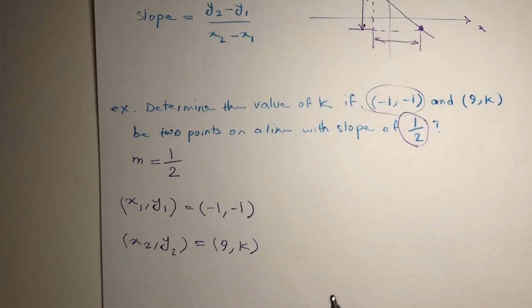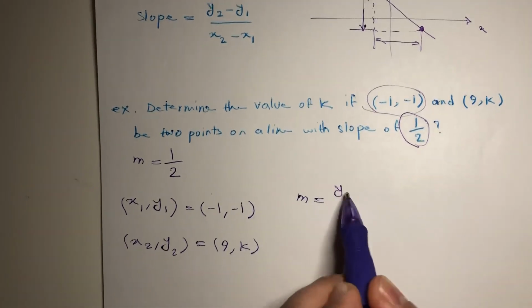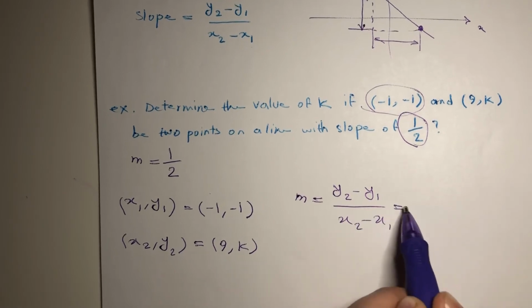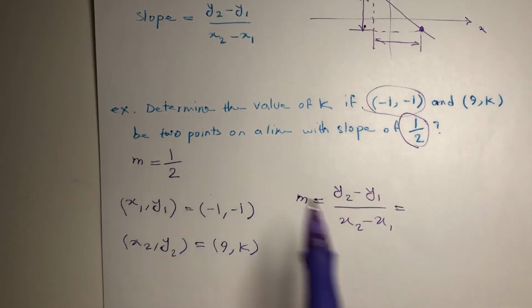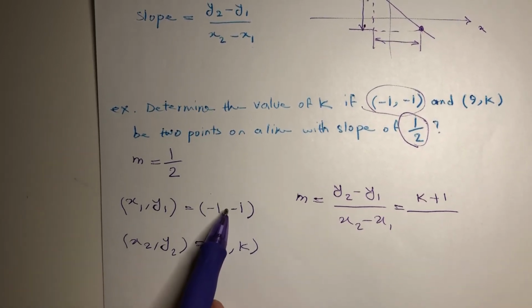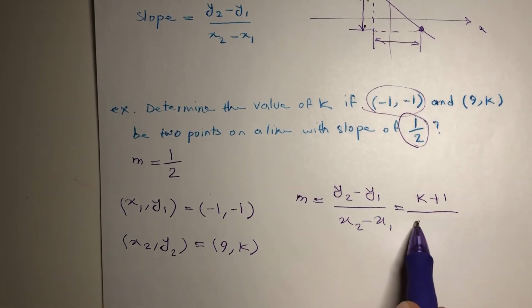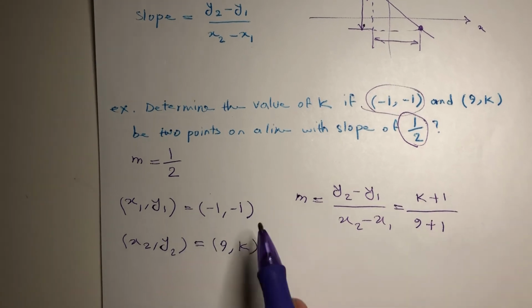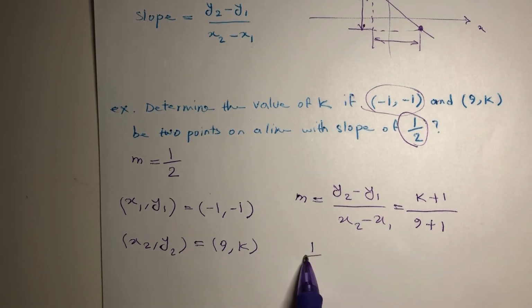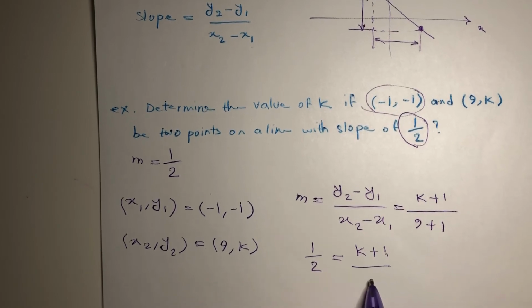So the solution would be easy, because we know that the slope is y2 minus y1 over x2 minus x1, right? So y2 minus y1 is k plus 1. See, k minus minus 1 is k plus 1. x2 minus x1 is 9 minus minus 1, meaning 9 plus 1. But we know what the slope is, right? It's 1 over 2. Then we replace the slope: 1 over 2 equals (k plus 1) over 10.